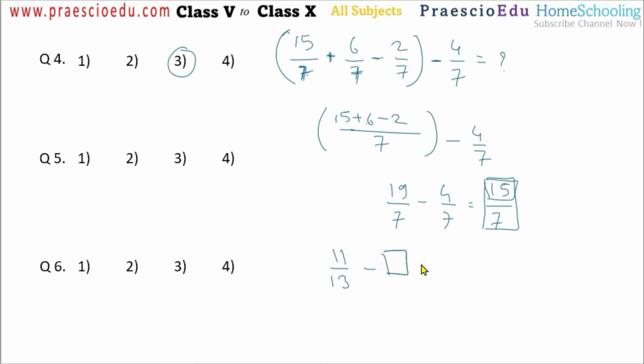Now question number 5, if 11 by 13 minus a box is equal to 6 by 13, then which fraction should replace the box? Here the fraction has 13 in the denominator, and in the answer also 13, meaning these are like fractions. So when like fractions are there, the numerator operations have to be carried out. So 11 minus box is equal to 6, or we can say 11 minus 6 is equal to box. 11 minus 6 means 5, so 5 by 13 is the fraction.